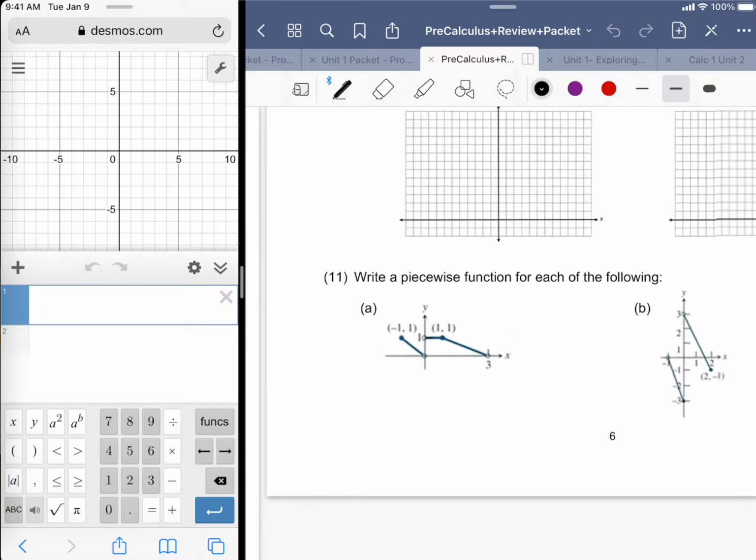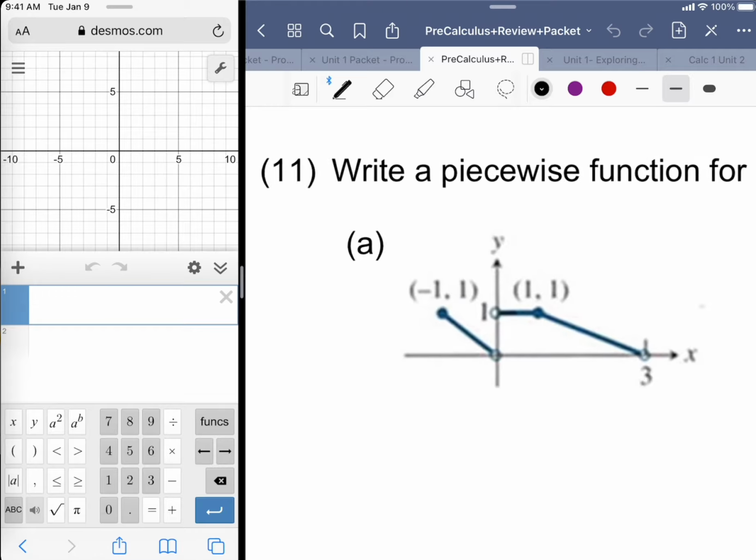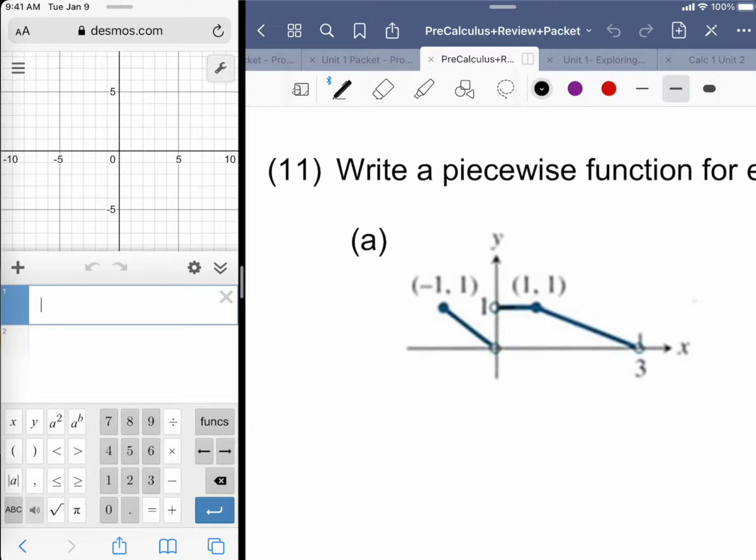So write a piecewise function for each of the following. So the first step in writing a piecewise function is to identify the different components that you're working with. So in this case, we have three pieces. In each case they're lines, they're all linear functions, but we'd have to write the equation passing through each one of those lines. Now one of them is pretty easy, but the others you'd have to do a little bit of legwork.